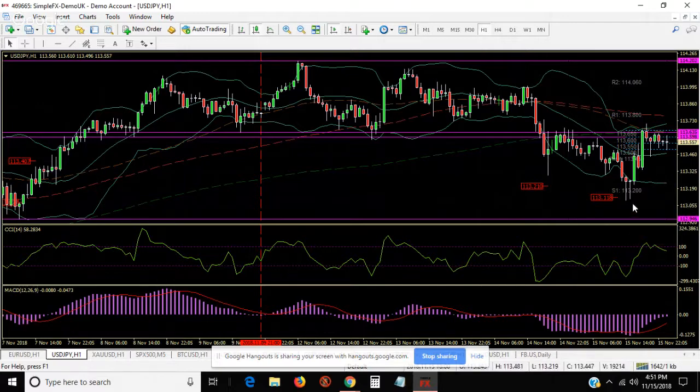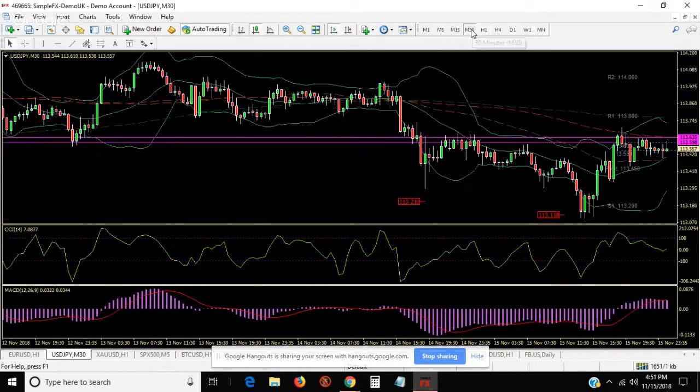We're running into a major psychological level, the 113.00. Again, it didn't hit it on the number, but it came close. And price moves just like this. I have to prepare for that. So what I did is I switched to a 30-minute chart. I switched to a 30-minute chart now, and I'm going to show you what I did here.